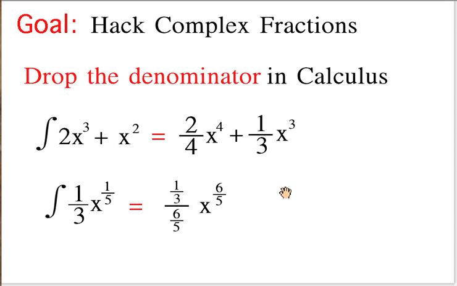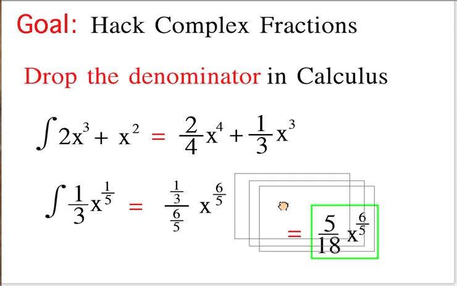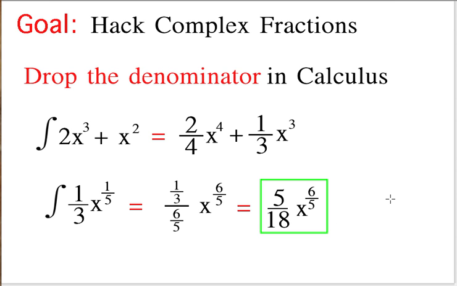Let's run the hack on this one more time. We drop the 3, we drop the 5 into the top. On top we have 5 times 1. On the bottom we have 6 times 3, or 18. We have 5/18 times x to the 6/5. There you go. We've taken the integral and we've handled the complex fractions.